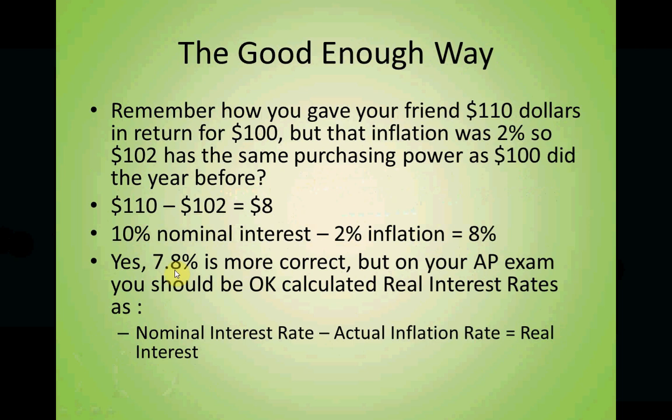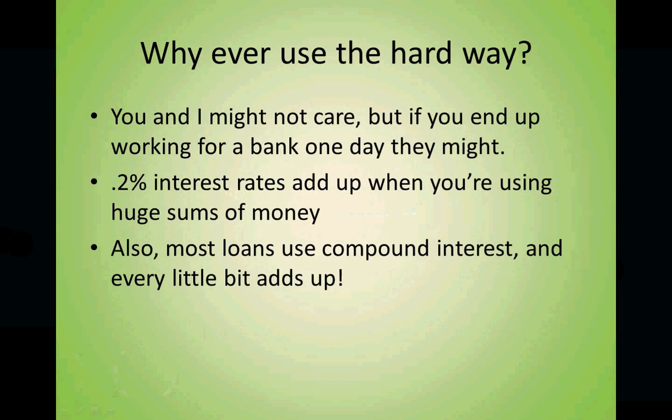Yes, 7.8 is technically more accurate. And if this was a college class and you were doing more advanced economics, then maybe that's how they'd want you to calculate it. But you probably also get a calculator. The AP exam, no calculator. This is good enough. So it's the good enough way. Why ever use the hard way?